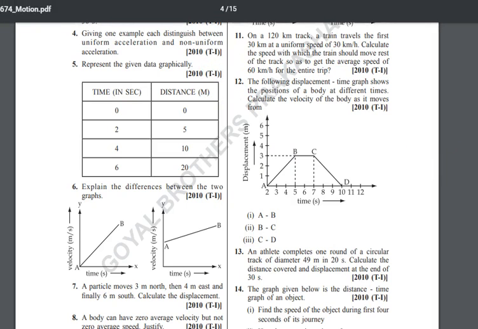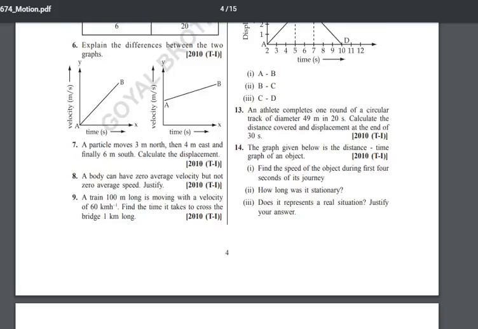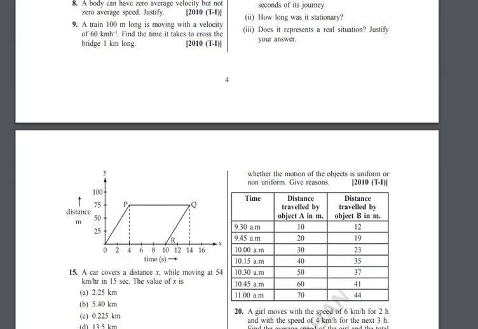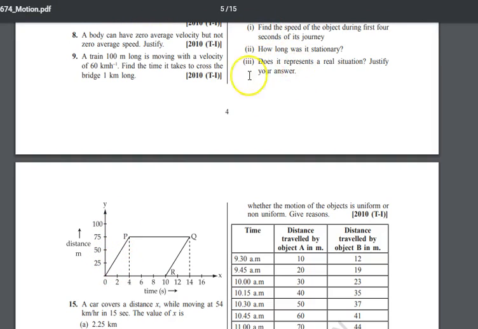Next. A graph is given below, the distance-time graph. The graph given below is a distance-time graph of an object. Find the speed of the object during the first 4 seconds of the journey, and how long was it stationary? Where is the graph? It is down here, above the 15th question.